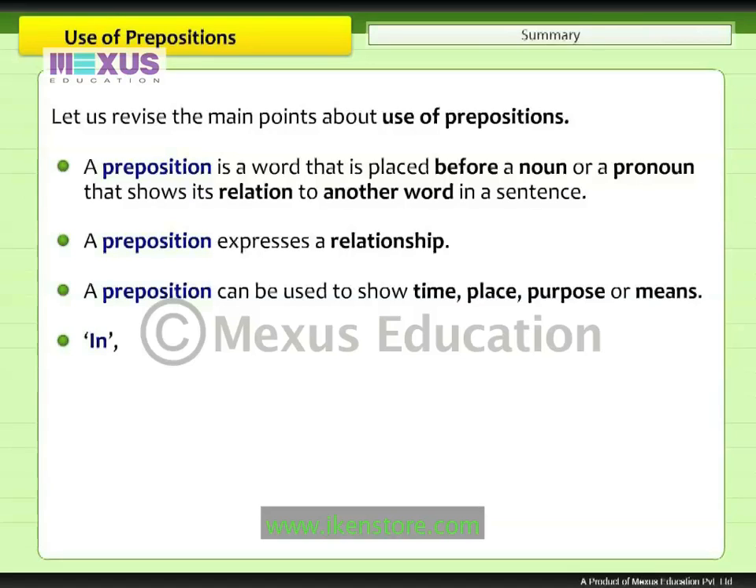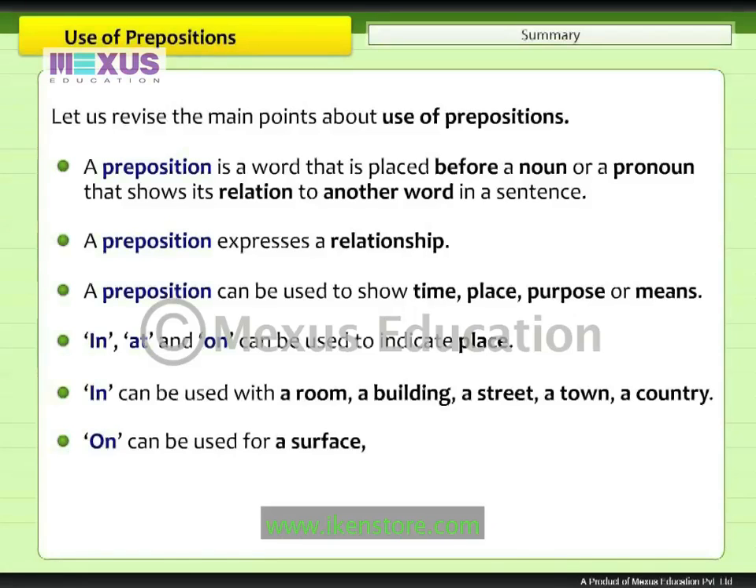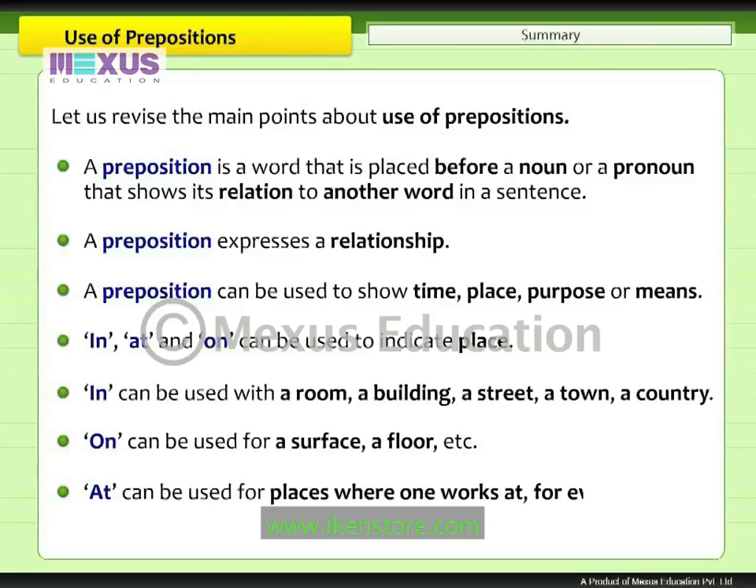In, at and on can be used to indicate place. In can be used with a room, a building, a street, a town, a country. On can be used for a surface, a floor, etc. At can be used for places where one works at, for events, for objects that one is next to, etc.